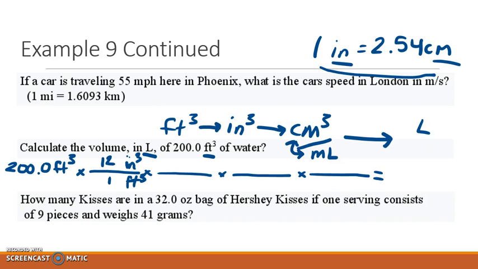Well, the rule is whatever you do to the unit, you do to the number. So for example, the units, we cubed them. So what is 1 cubed? Well, 1 cubed is just 1, so that stays the same.